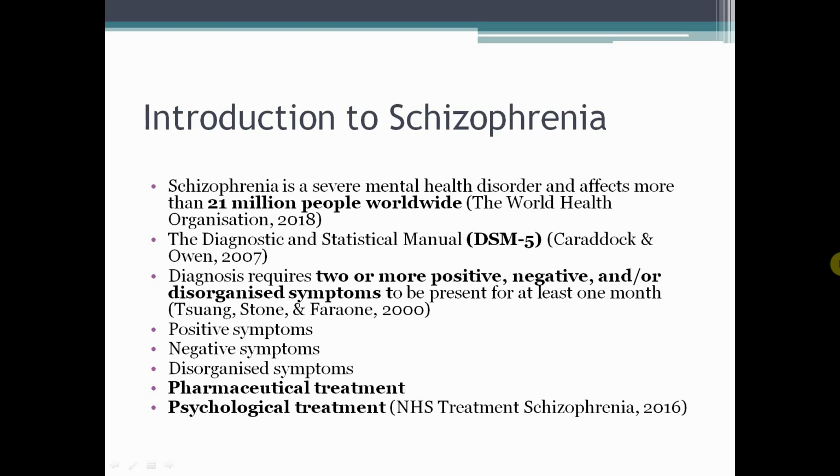Schizophrenia is a severe mental health disorder and affects more than 21 million people worldwide. The Diagnostic and Statistical Manual, DSM-5, is used to diagnose schizophrenia. Diagnosis requires 2 or more positive, negative, and/or disorganized symptoms to be present for at least 1 month.